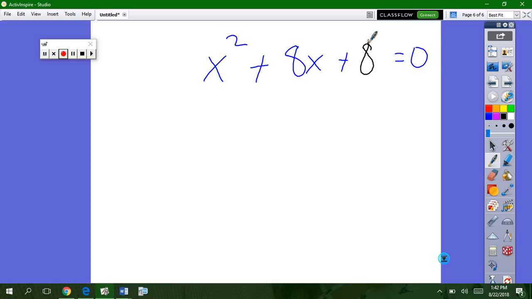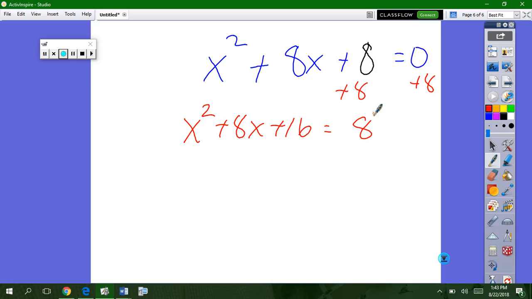How do I make an 8 become a 16? I could add 8. But if I do it to one side, I got to do it to the other. Right? Am I a perfect squared trinomial now? Yes. Half of 8 is 4. 4 squared is 16. So I made it that, right?